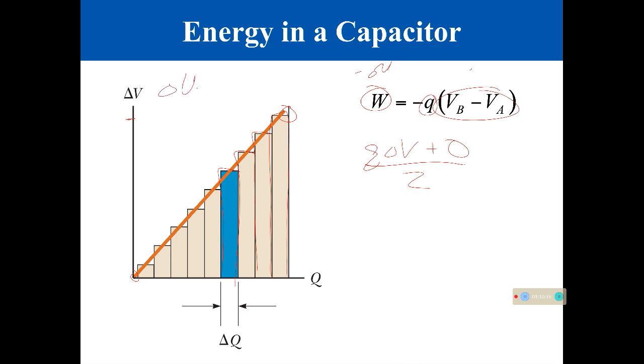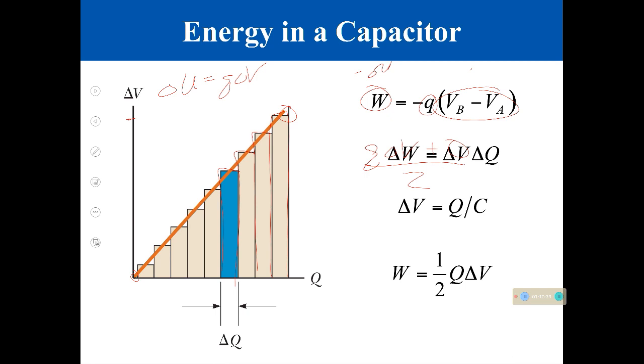Watch here carefully because people screw this up every time. This is your normal equation. That is almost always going to be your equation, and it works when the voltage is constant. But this equation here is how much work is done by a capacitor. Notice it's the exact same equation, Q times delta V, just with the 1/2.